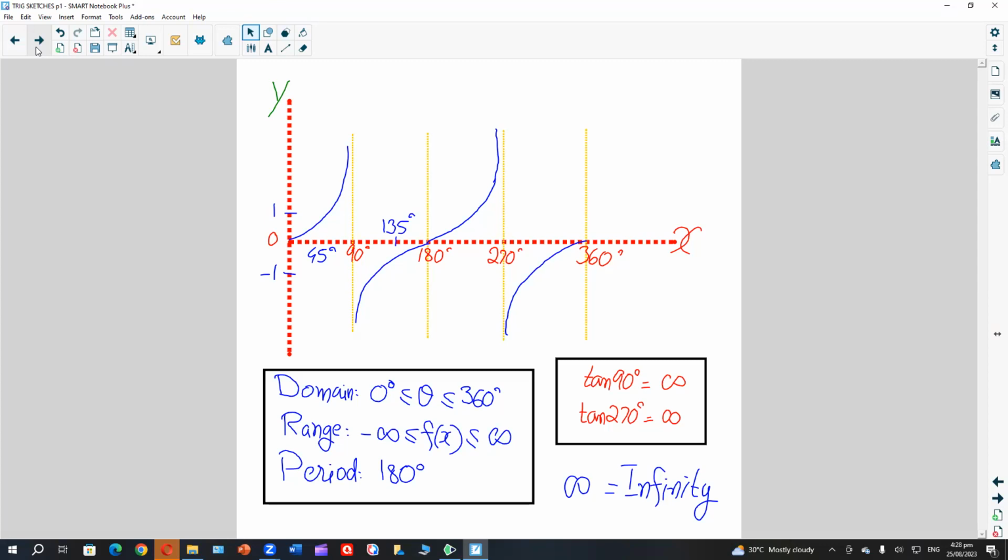Did you, in range, write minus infinity? Yes. Plus infinity and minus infinity.